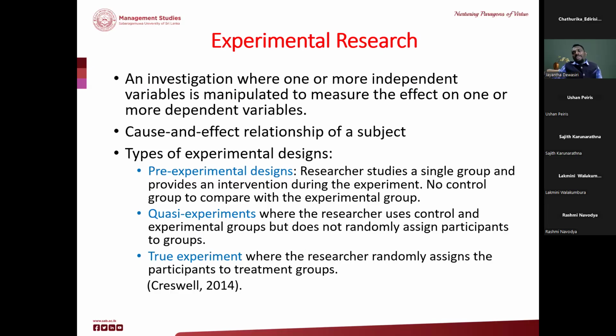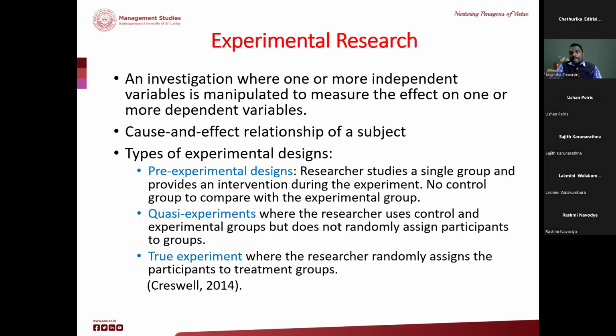Now we are going to discuss experimental research designs. As I stated, quantitative research design is twofold: experimental design and non-experimental design. In experimental design, there are 3 designs altogether, and in non-experimental design, we can see another 3 sub-designs as well. So altogether there are 6.